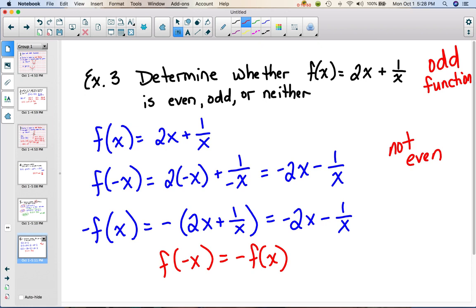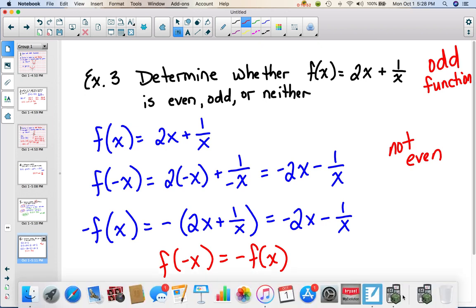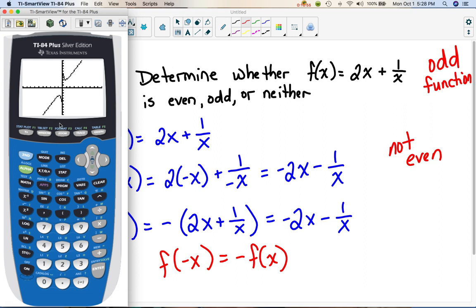You can check any of these out on a graph. I went ahead and graphed that. Here's what the function is. Take a look here. You can see one piece of it up here in quadrant 1 and one piece of it down here in quadrant 3. If you took both pieces and rotated this 180 degrees around the origin, you would have the same graph. That's what we just showed. So it shows the symmetry around the origin when you look at that.